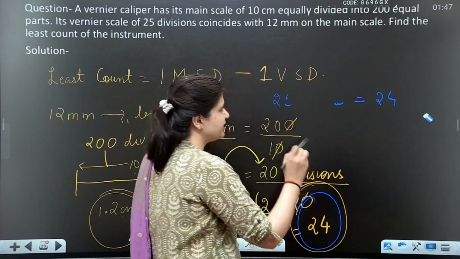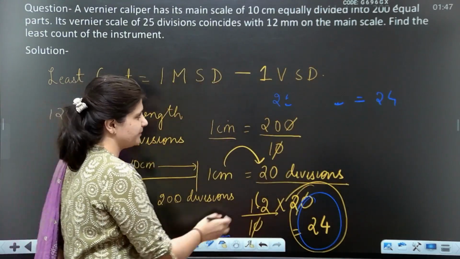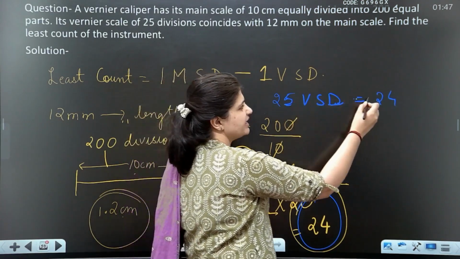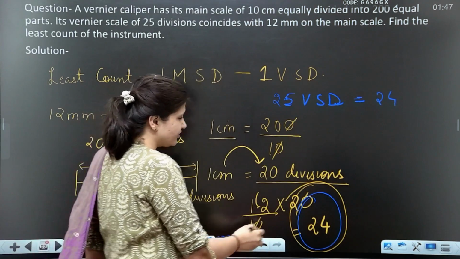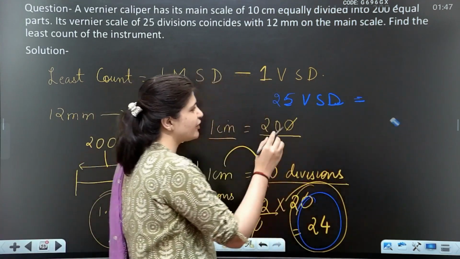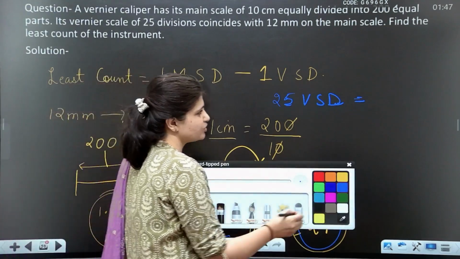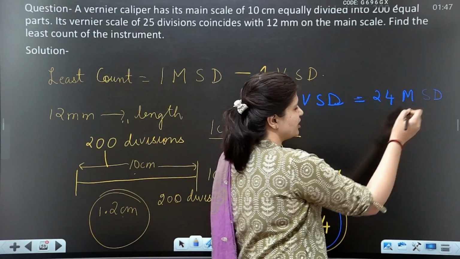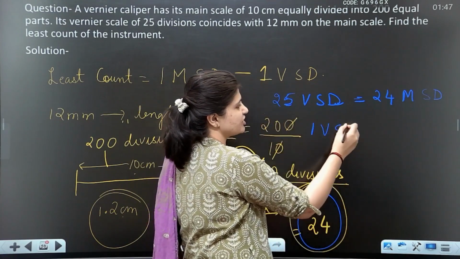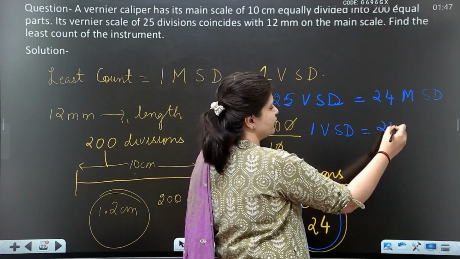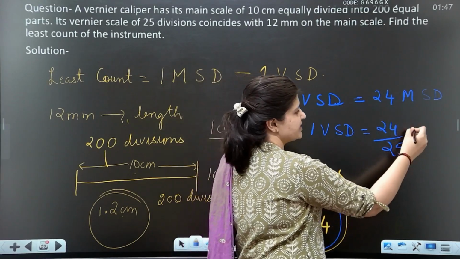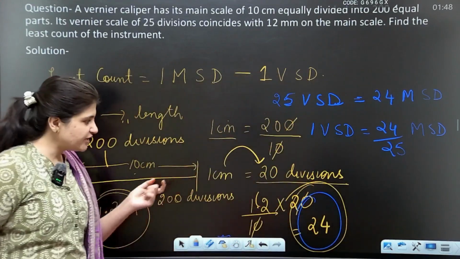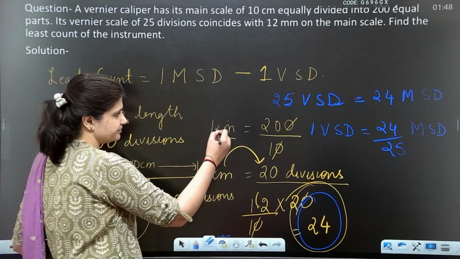So we have the 25 divisions of the vernier scale coinciding with the 24 divisions of the main scale. So 25 vernier scale divisions are equal to 24 main scale divisions, which means 1 vernier scale division is equal to 24 by 25 of a main scale division. Now from here we can find the least count.